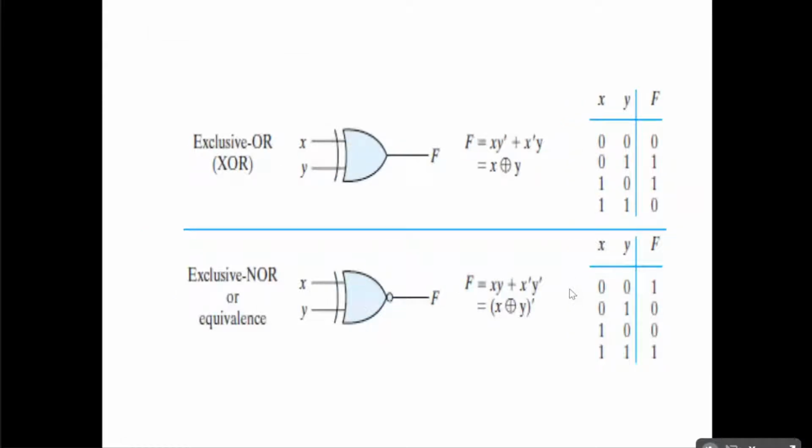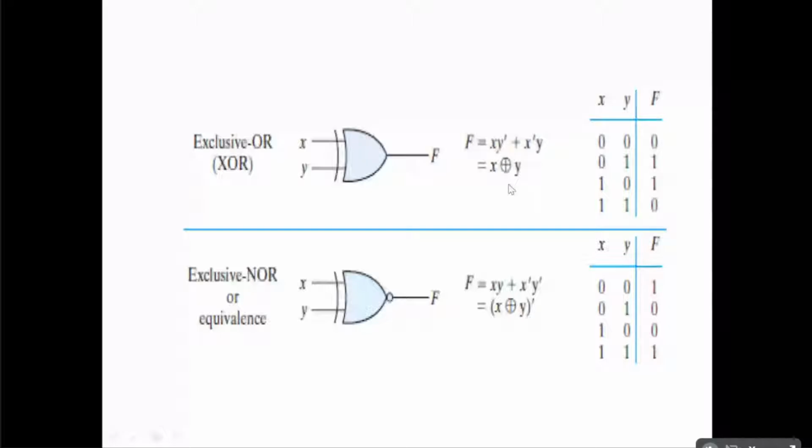So these are some special gates: XOR, or exclusive OR, and the next one is exclusive NOR, or XNOR. This is the symbol for XOR. Then this is the equivalence equation, and this is for XNOR, using this symbol.